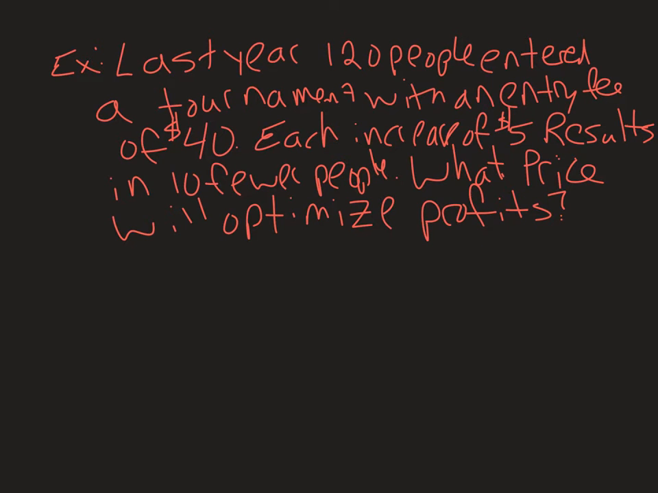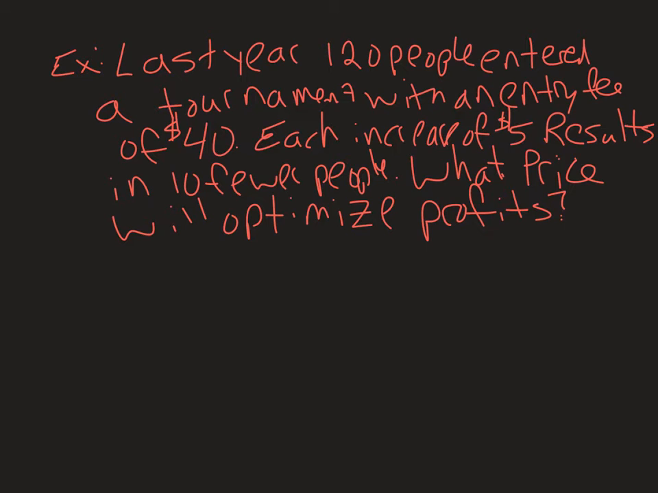So let's look at an example where we have a context problem. Last year, 120 people entered a tournament with an entry fee of $40. Each increase of $5 results in 10 fewer people entering the tournament. At what price will we optimize the profits? Already you can see this is a very useful question.